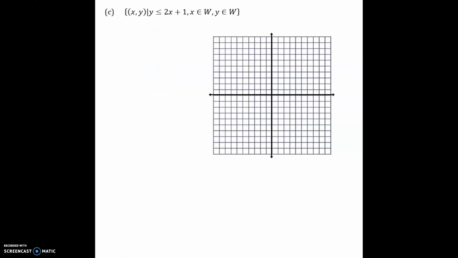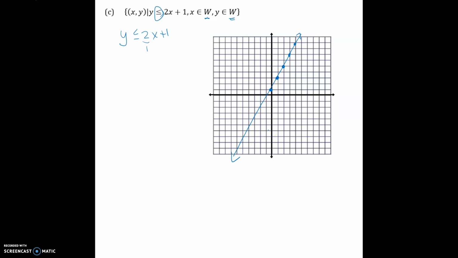Okay, here's another one with w means whole numbers. So here's my equation, and they nicely put it in y equals mx plus b format for me. So I'm going to plot my y-intercept, and then my slope is 2. They didn't write a fraction, but I can put it over 1. So I go up 2 over 1, up 2 over 1, and this is a solid line because of that linear inequality. So there's my solid line.